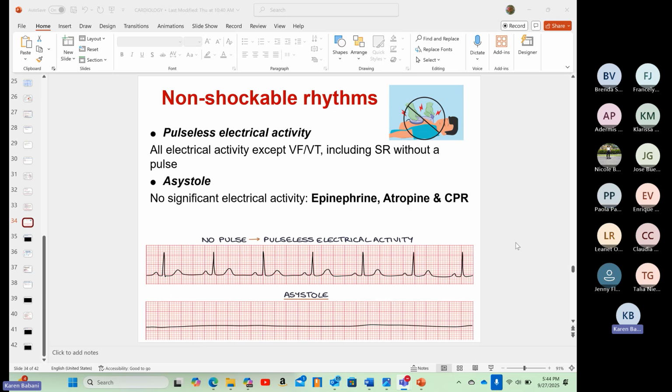Now, what's the difference? You see that on the monitor, but once you touch the patient, what do you think happens with the patient? No, like you come to the room, you see this on the monitor, but then your patient is unresponsive. When you go in there, your patient is not going to have a pulse.